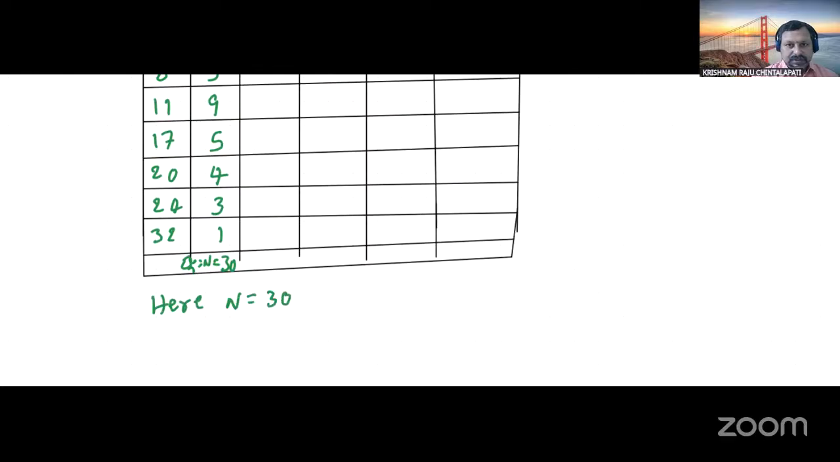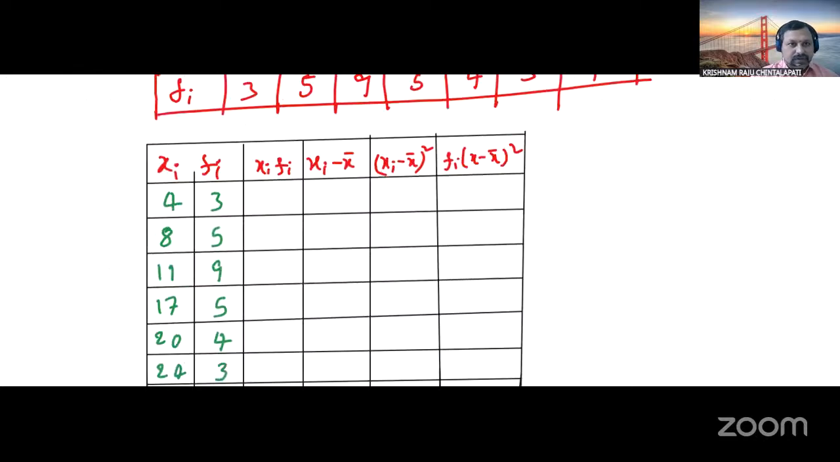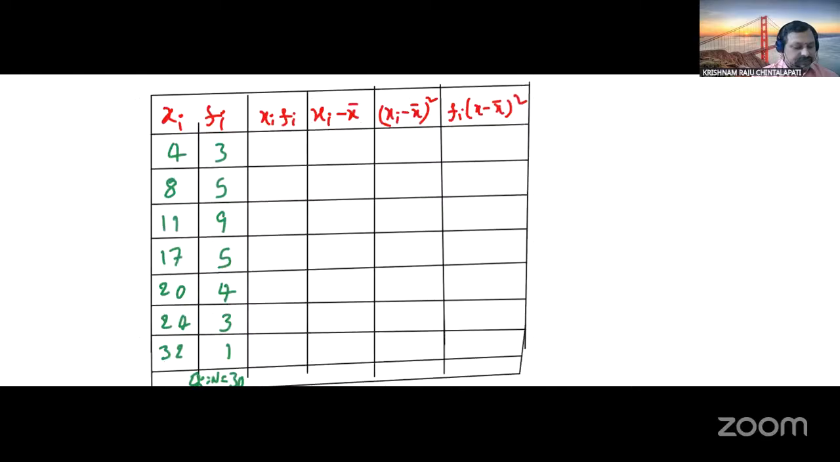Now I want summation Fi xi. So mean formula is summation Fi xi by N, right? So first, to find out here, xi Fi. So 4 3s are 12, 8 5s are 40, 11 into 9 is 99, 17 into 5 is 85, 20 into 4 is 80, 24 into 3 is 72, 32 into 1 is 32.